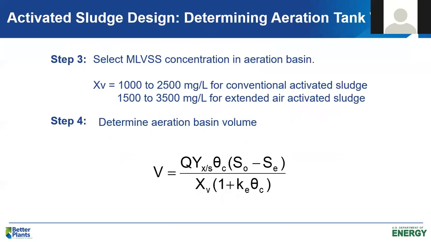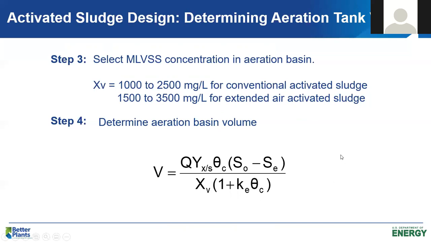Step three in the design process, again, we can assume the value of the mixed liquor volatile suspended solids concentration. And I give you a range for conventional activated sludge and a range for extended aeration activated sludge. So assume an MLVSS value. And then in step four, we use the equation here to calculate the volume of the reactor. Basically this equation shows the relationship between volume of reactor, X sub V, which is the mixed liquor volatile suspended solids concentration, and theta sub C, or sludge age.